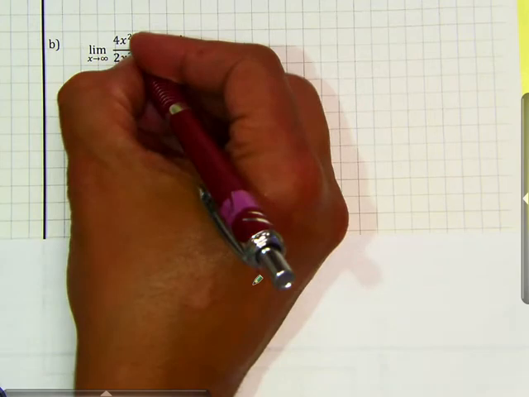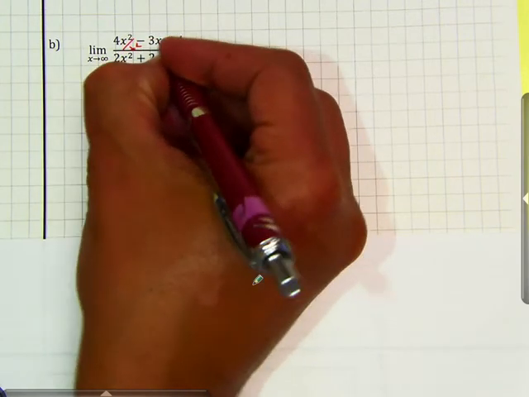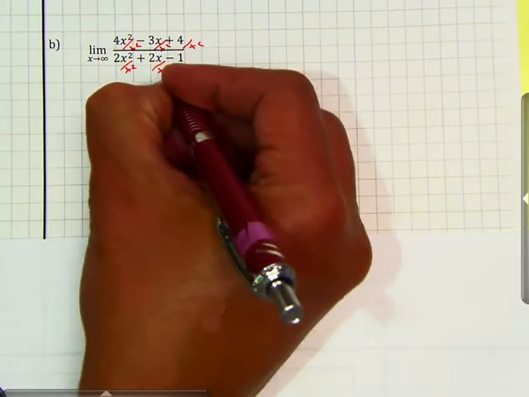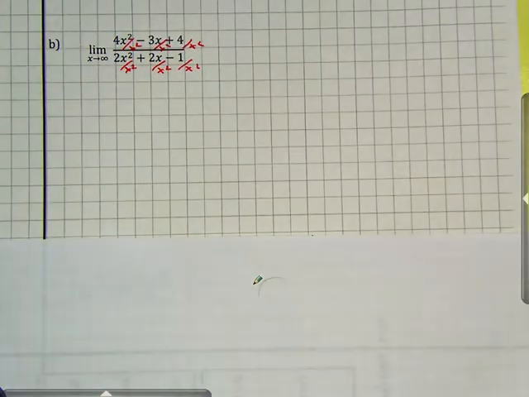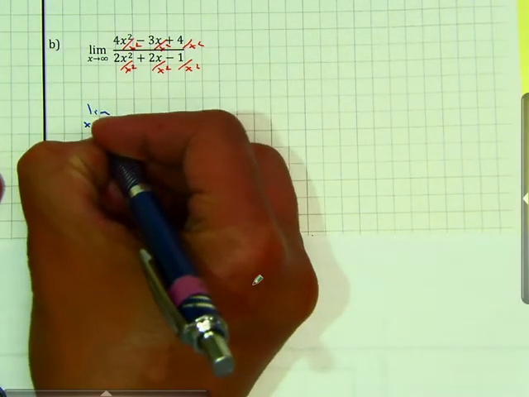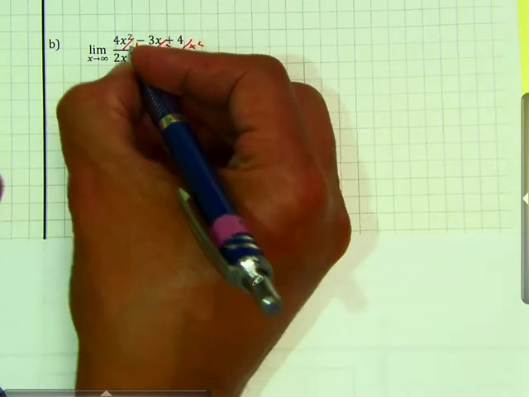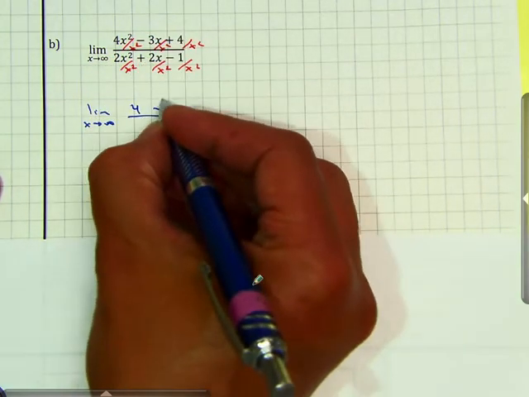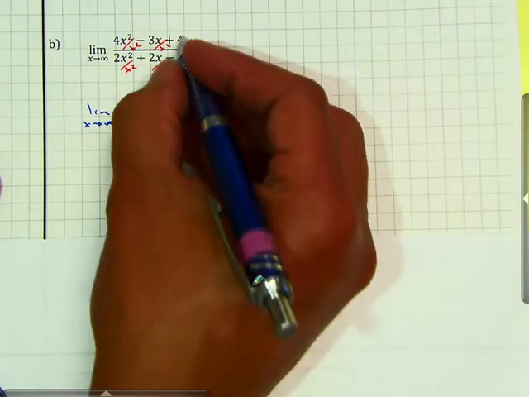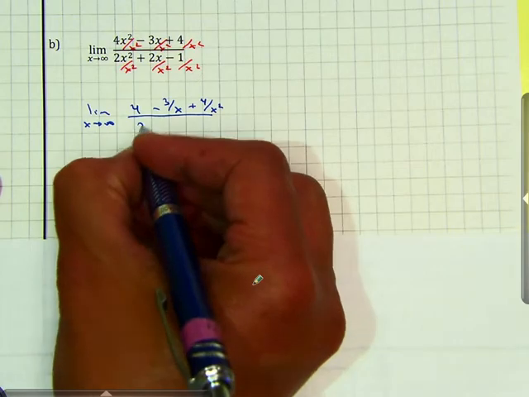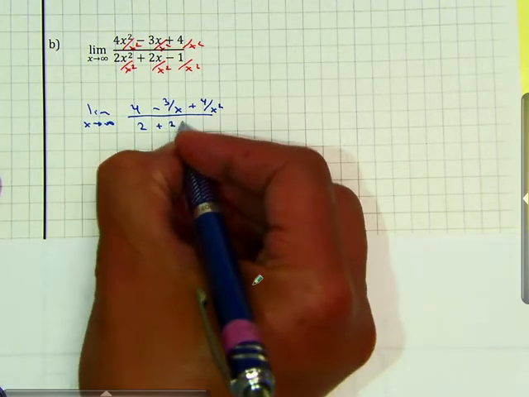I'm going to divide everything by x squared, and I'm going to simplify. So therefore, I'm going to end up with the limit as x approaches infinity. The x squares cancel, so I end up with 4. One of the x's cancels, so I end up with 3 over x. Nothing cancels, so I end up with 4 over x squared. Both x squares cancel. 1x cancel.